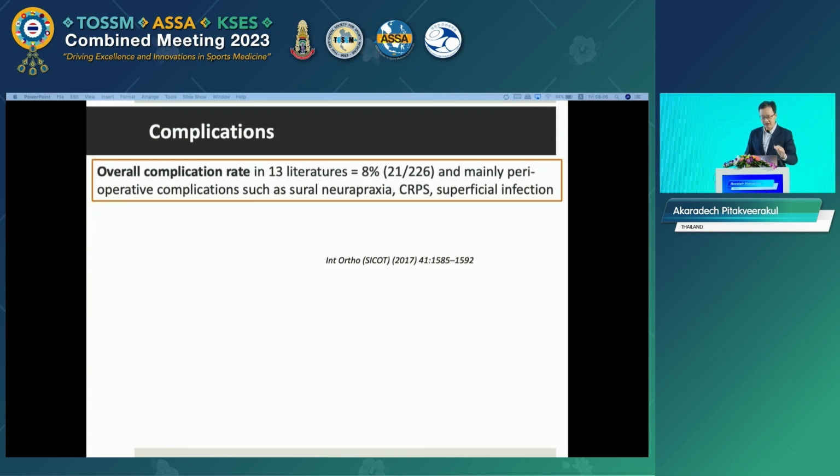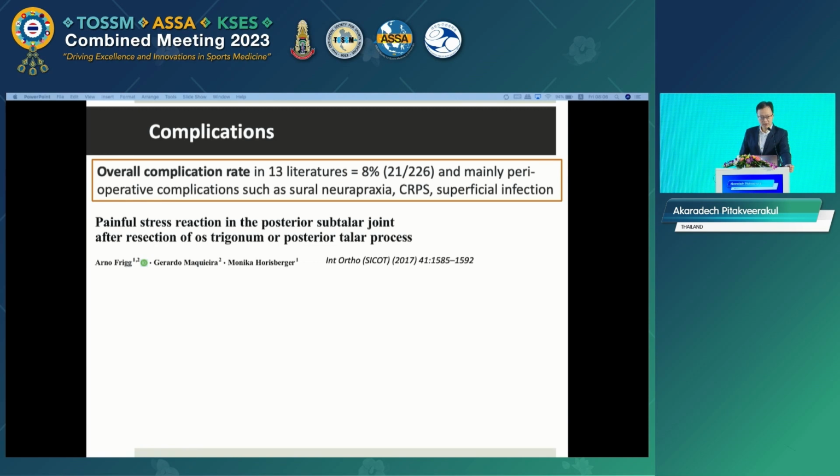The overall complication rate in posterior ankle scope with os trigonum resection is about 8% in the literature, mainly perioperative complications such as pseudo-neurapraxia, CRPS, and superficial infection. But one complication that can be prevented, and is very important, is a painful stress reaction in the posterior subtalar joint after resection of the os trigonum.